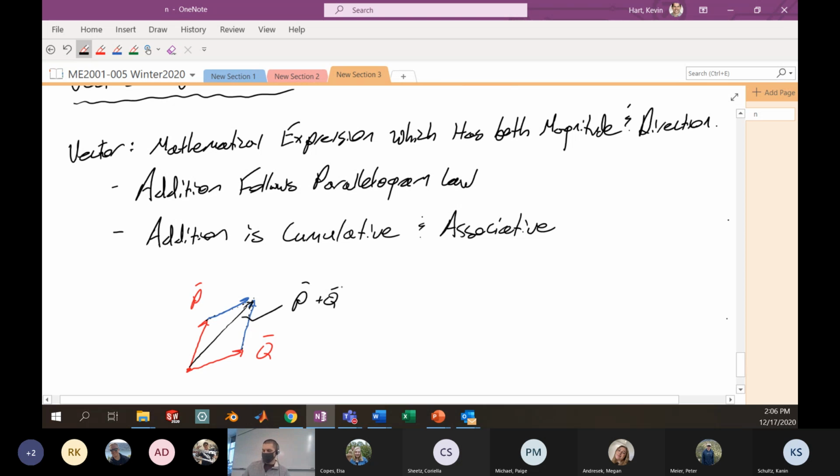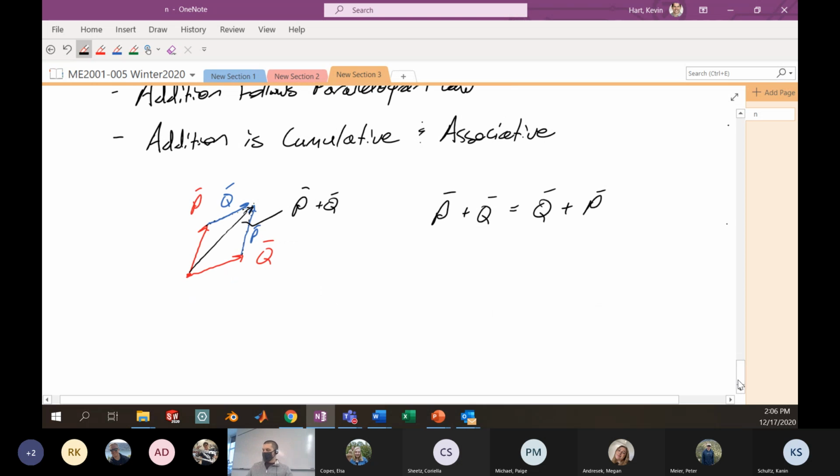This figure does a nice job showing that these things are, in fact, commutative. The commutative property is something like P plus Q is equal to Q plus P. I think you can see just from the drawing here that that is true. You're going to end up with the same result in both situations. We also did some things to show that it's associative.